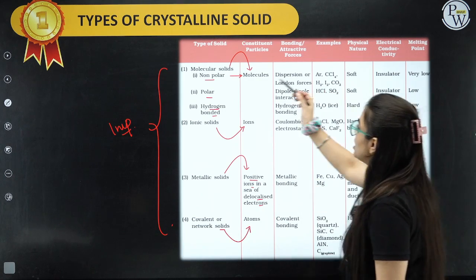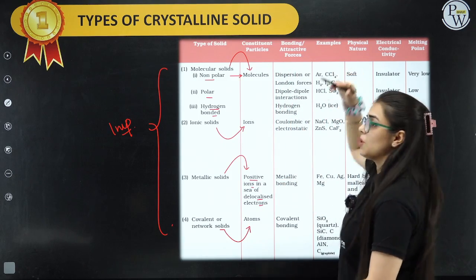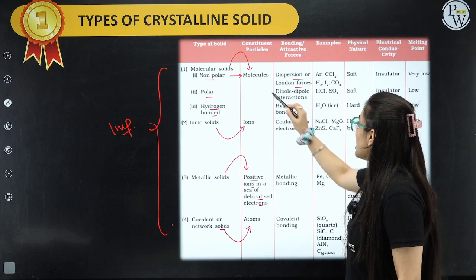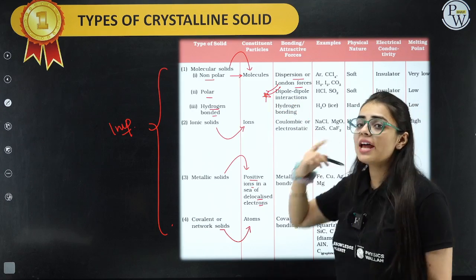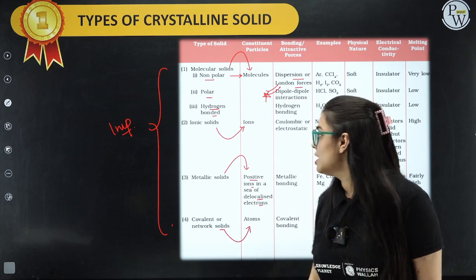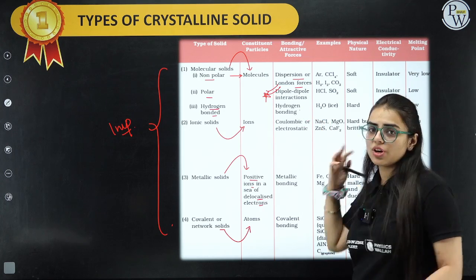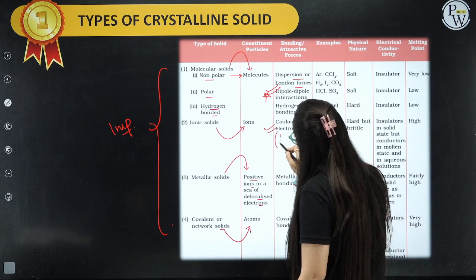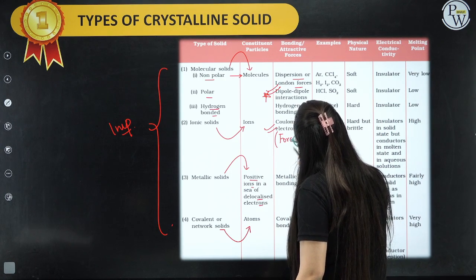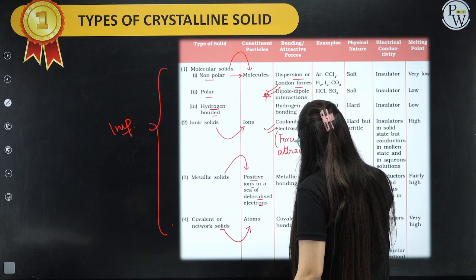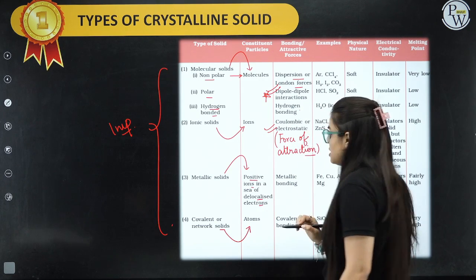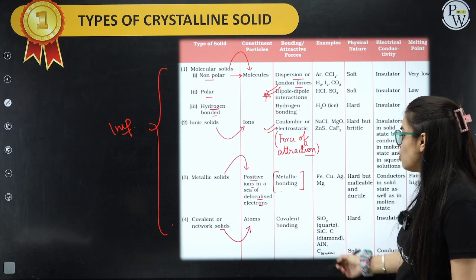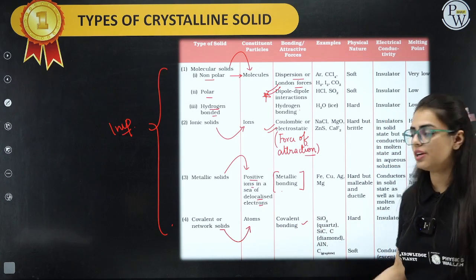Next comes the kind of attractive forces we observe. In molecular solids, in non-polar solids, it is dispersion or London forces. In polar, we have dipole-dipole interactions. Important yet again. Why dipole-dipole? Because positive and negative dipoles are created. Next is hydrogen bonding, which is hydrogen bonding itself. Then in ionic, there is electrostatic or Coulombic force, or we can even say force of attraction. And then in metallic solids, it is metallic bonding. And at last, in covalent or network solid, it is covalent bonding.